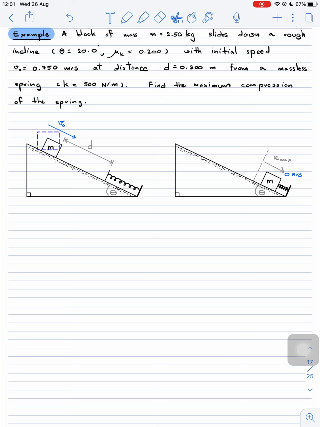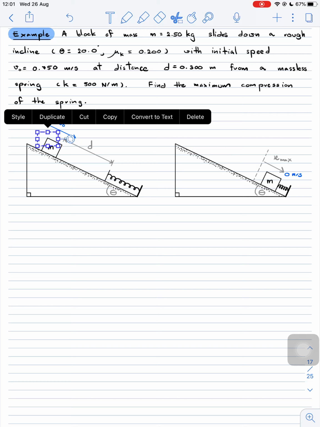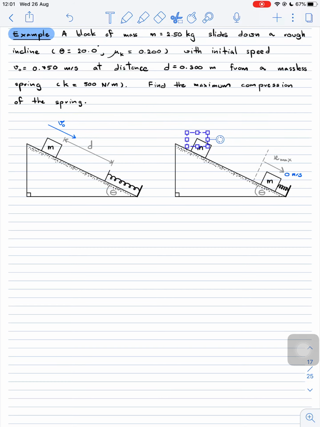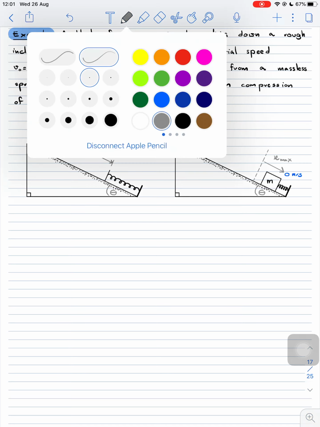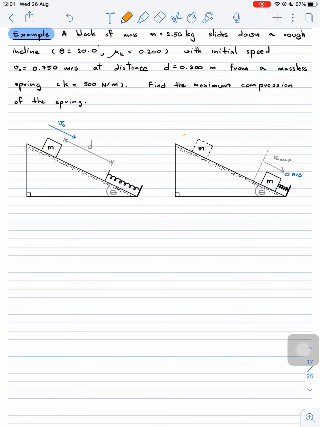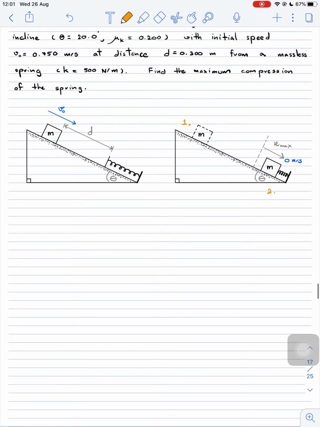So let's say that this is the initial position of the block. Let me use number 1 for the initial position of the block, and then here is going to be the final position of the block, number 2.